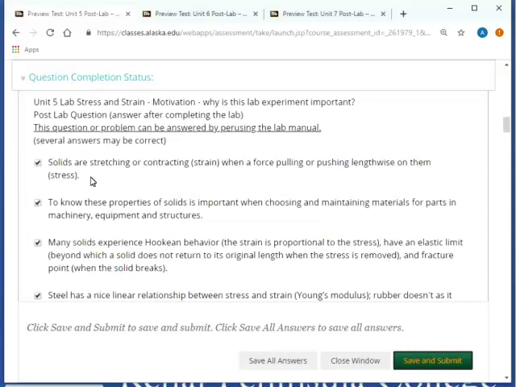This is the motivation for the stress and strain, and look at the lab manual, and the ones that I checked here, which I believe I checked them correctly, make sense when you look at it.